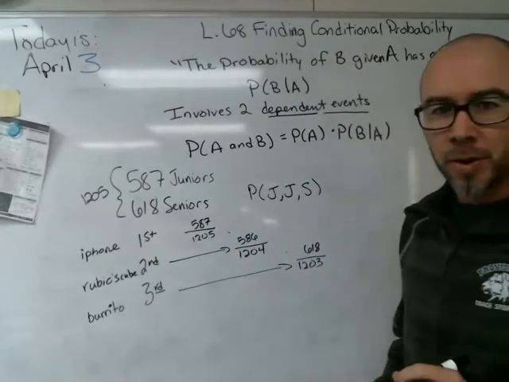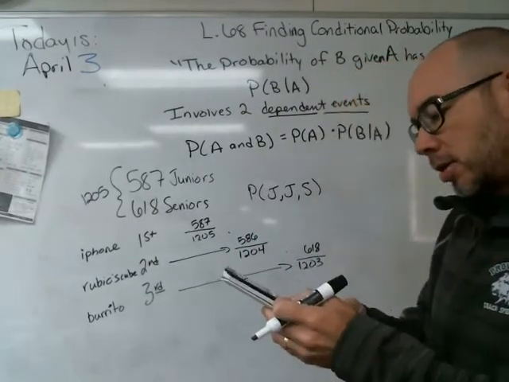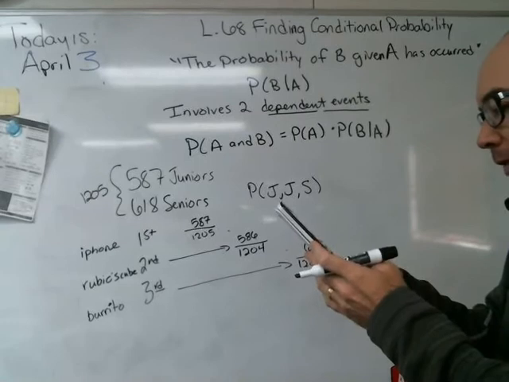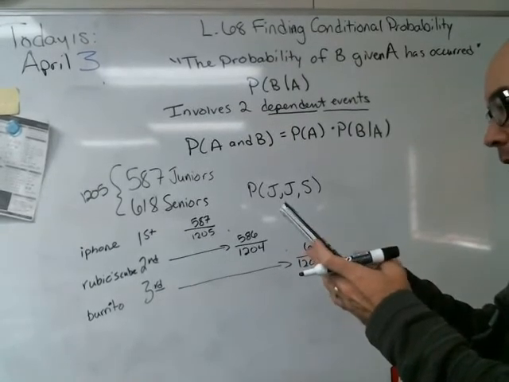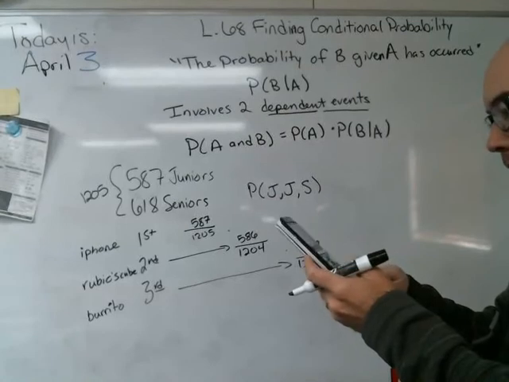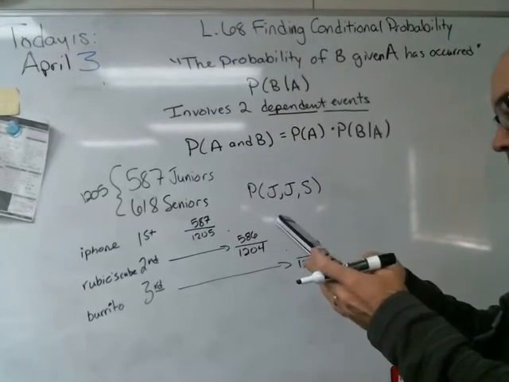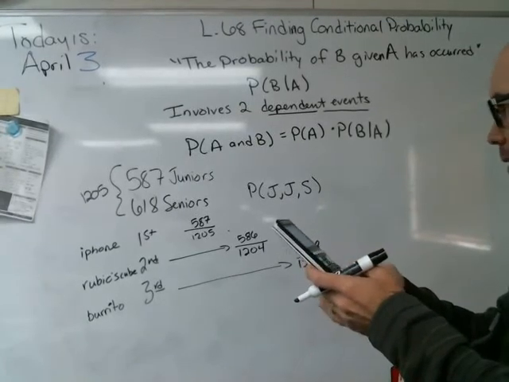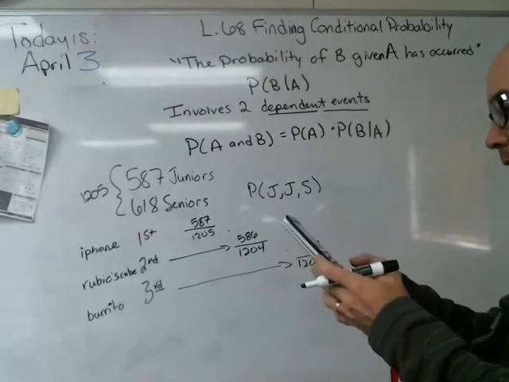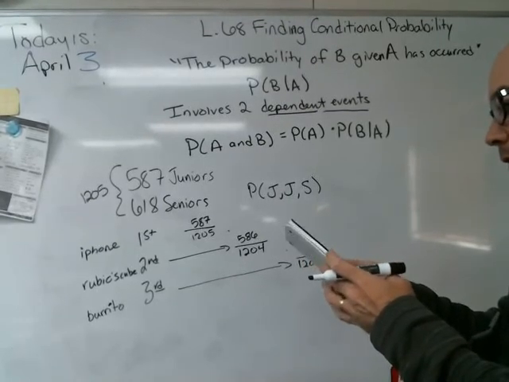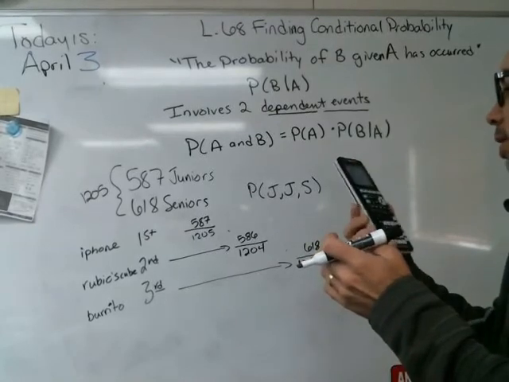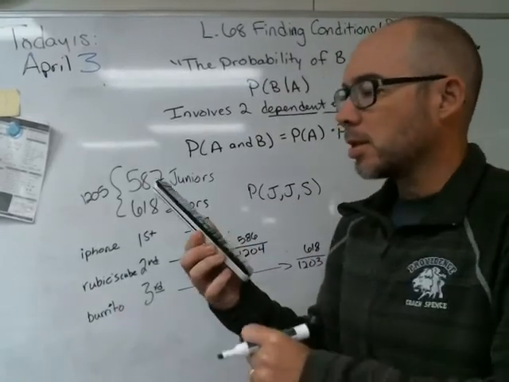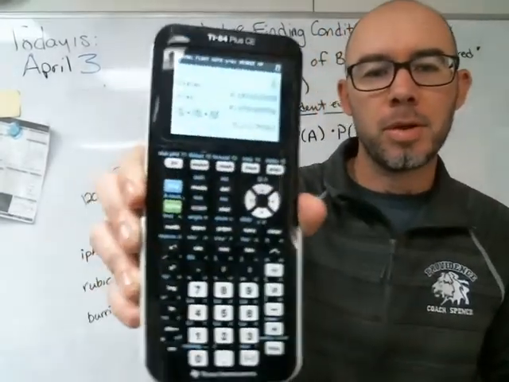Let's multiply all those together, and our calculators will give us some type of something or other. It probably won't give us a fraction anymore. 587 over 1205 times 586 over 1204 times 618, now, because we're dealing with seniors, over 1203. And I get that the chances of that happening in that particular order are about 12.2%.